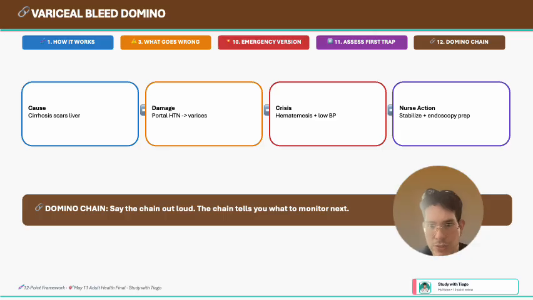The assess-first trap depends on stability. If the patient is stable and reports mild symptoms, assessment can come first. If the patient is actively vomiting blood and hypotensive, this is not a slow assessment. This is urgent escalation and stabilization. So: scar to pressure, pressure to varices, varices to rupture, and rupture to shock.